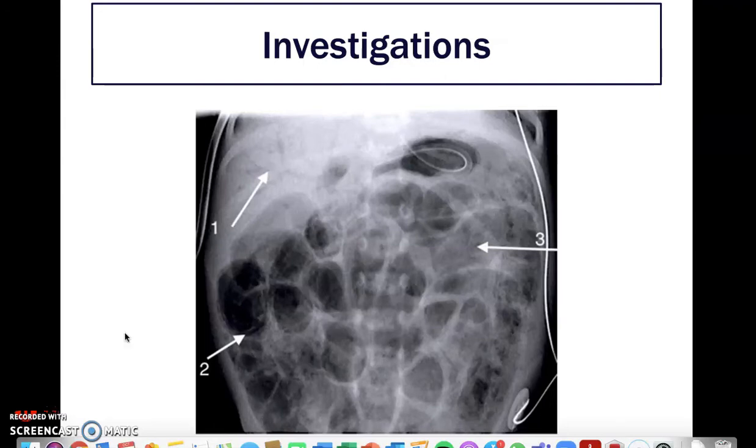And number 3 is trying to elicit soap bubbling. This is due to submucosal gas. Again, as a medical student, you wouldn't be expected to know this, I don't think, but it's just good to have an understanding, and it's just quite interesting to see the differences that you'll be looking at.